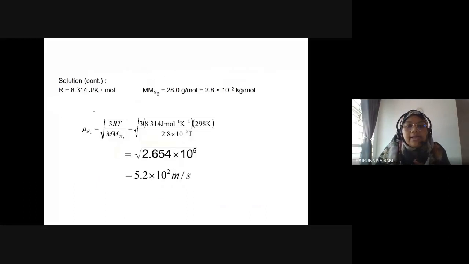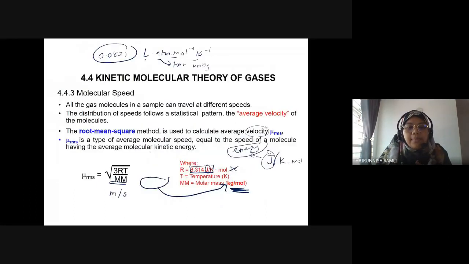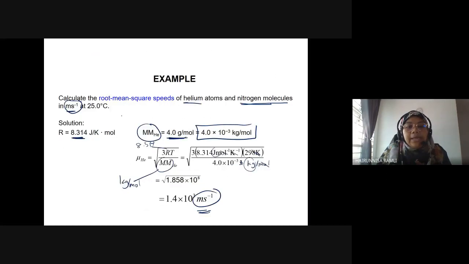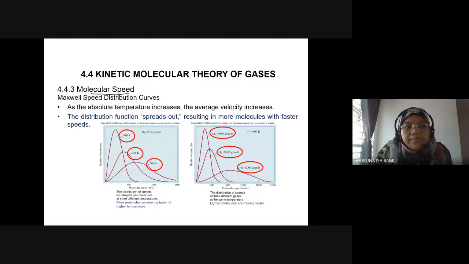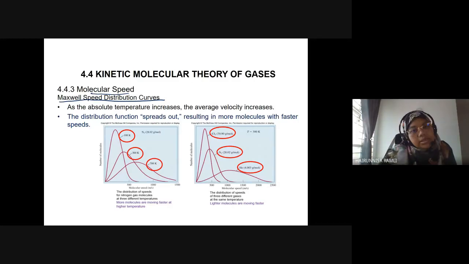Okay, so far clear eh. Yang penting you remember this formula lah. Okay, u RMS square root of 3RT over M in kilogram per mole. Okay, next is the molecular speed and related to the Maxwell-Boltzmann distribution curve. Maxwell-Boltzmann sebenarnya, dia combination two persons yang study on this curve.